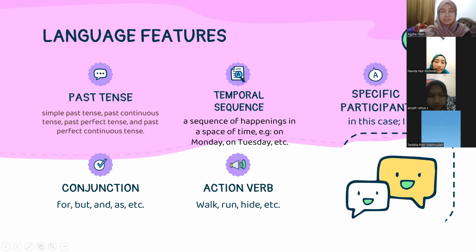And recount text uses a specific participant. In this case, it's I, because the one who writes the recount text is probably the main character in the whole story, right? And recount text uses conjunctions. What are the conjunctions? Like for, but, and, as, then, yet, so, and other types of conjunctions. And the last language feature of recount text is that it uses action verbs like walk, run, hide, and maybe punch. Yeah.